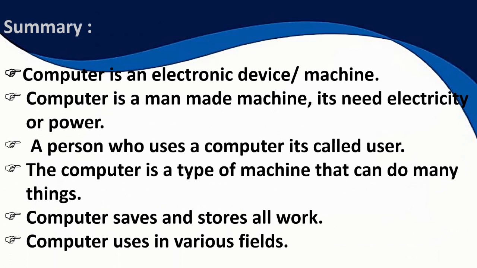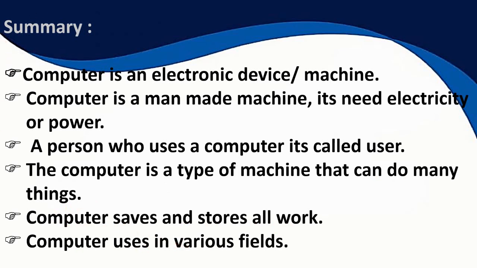Summary. Summary means in short what you have learned in this lesson. A computer is an electronic device or machine. A computer is a man-made machine. It needs electricity or power. A person who uses a computer is called a user. The computer is a type of machine that can do many things. A computer saves and stores all work. Computers are used in various fields.